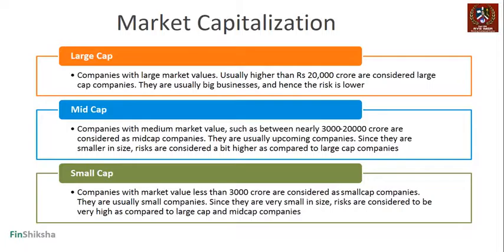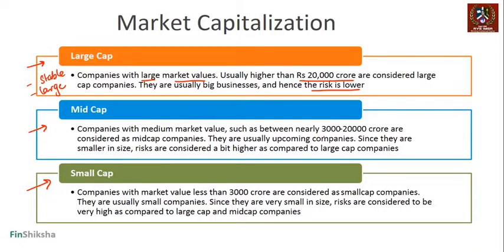Now, when you look at market capitalization, there is a classification of stocks or companies on the basis of whether their market value of shares is high, medium, or low. Remember that there is no hard and fast rule on how you divide these companies, but typically you could divide them in three parts: large cap, mid cap, and small cap. The large cap companies are the companies with large market capitalization values, usually higher than rupees 20,000 crore. They are big businesses, risk is lower, they are stable companies, they have been here for a while, usually companies that are really large and hence have seen multiple business cycles. By virtue of this, the risk keeps becoming lower.